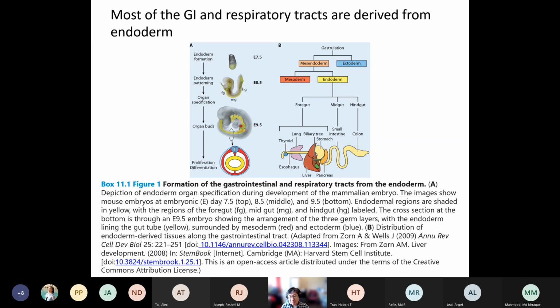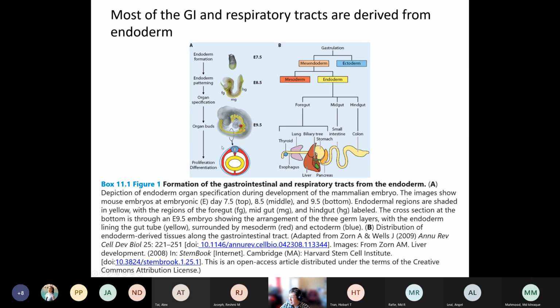The organ buds will give rise to the liver, pancreas, and gallbladder, because those are not within the tract. They're associated with the tract. Those, as shown in the middle region, are called organ buds. They're going to come out. And please don't pay too much attention to the color code, because somehow it is confusing.